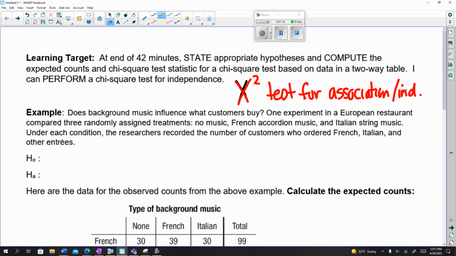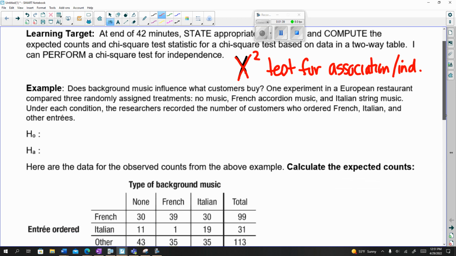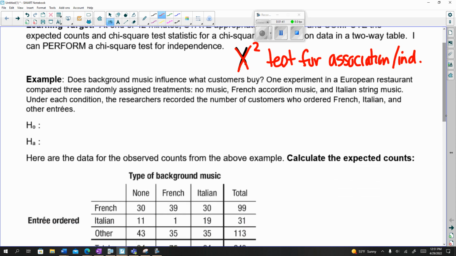Okay. So here is a question, and let's see what we could do here. Example, does background music influence what customers buy? One experiment in Europe compared 3 randomly assigned treatments: no music, French accordion music, and Italian string music. Under each condition, the researchers recorded the number of customers who ordered the entree. So they want to know, is there a relationship or an association between what we're listening to and what we order at the restaurant?